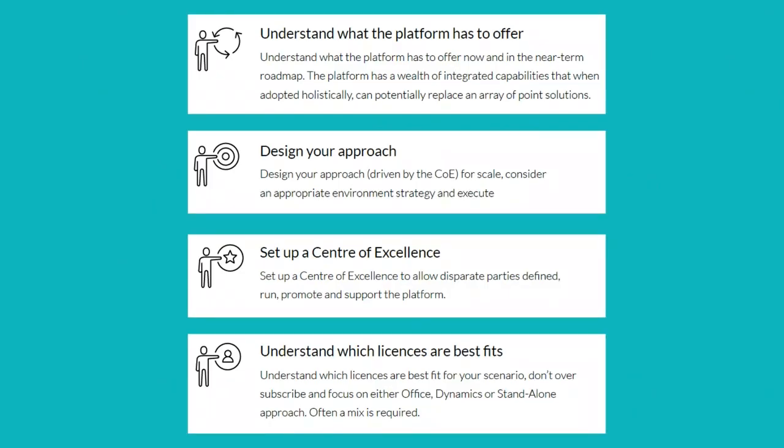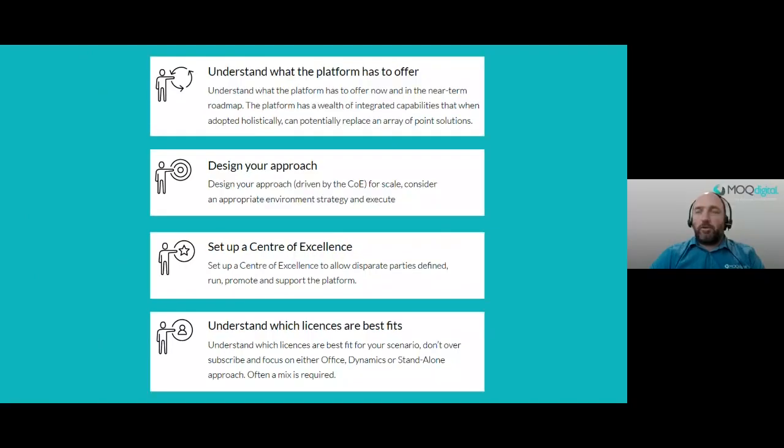At a high level, the 4 topics we're going to talk about are, firstly, understanding what the platform has. So what does the Power Platform have in the box? What are all of those components there that you can use? We're then going to talk about designing your approach. So as you choose to go and roll out the Power Platform, you need to think about your environment strategy and how you choose what types of environments to create for what use cases. We're then going to talk about setting up a center of excellence and why it's important to do that in order to control governance and nurturing. And lastly, we're going to talk about which licenses are best fit for your particular use cases, and spend quite a bit of time understanding how you go about choosing what it is that you need to procure if you don't have this already.